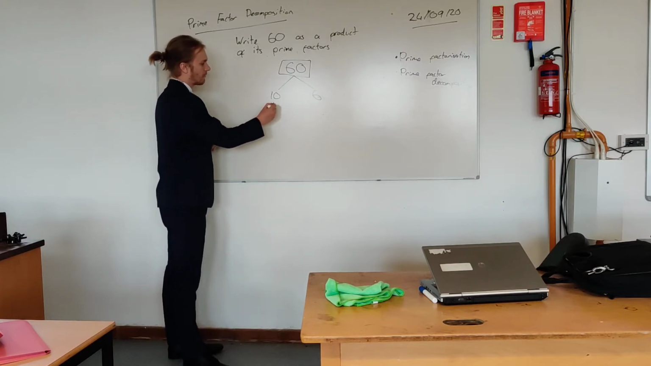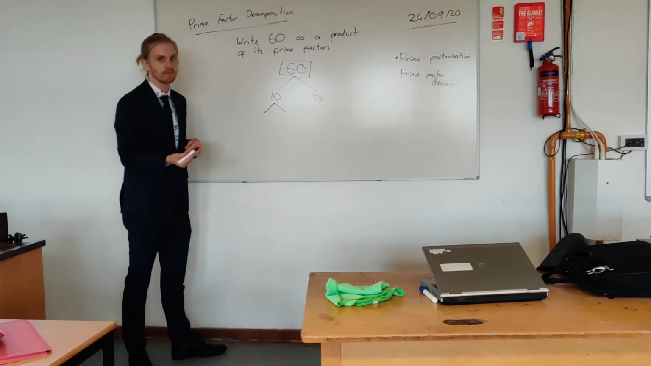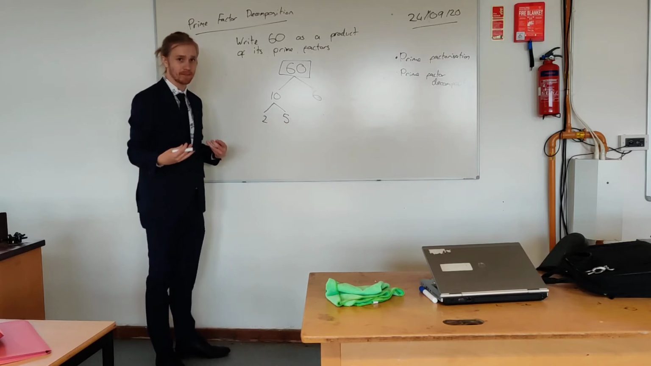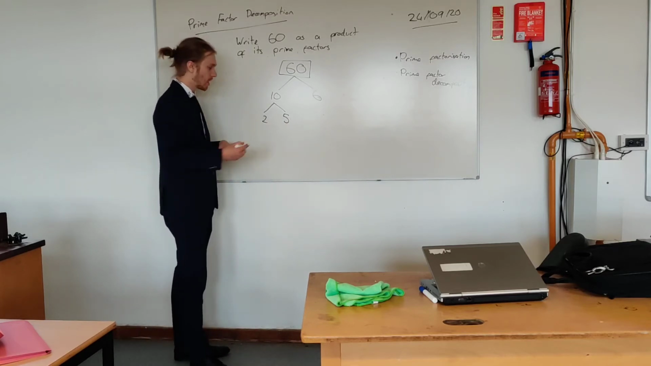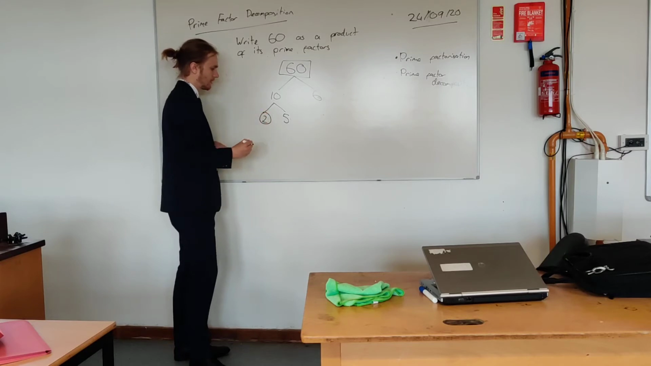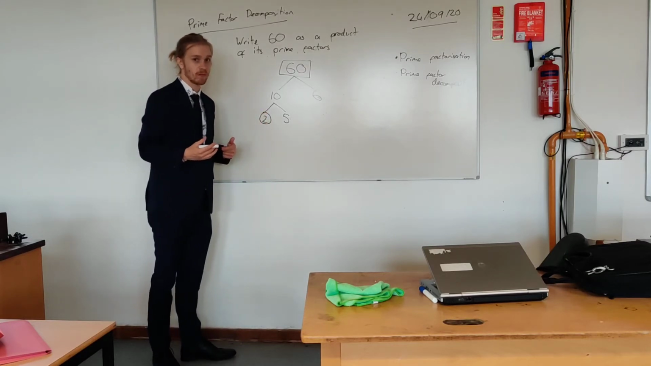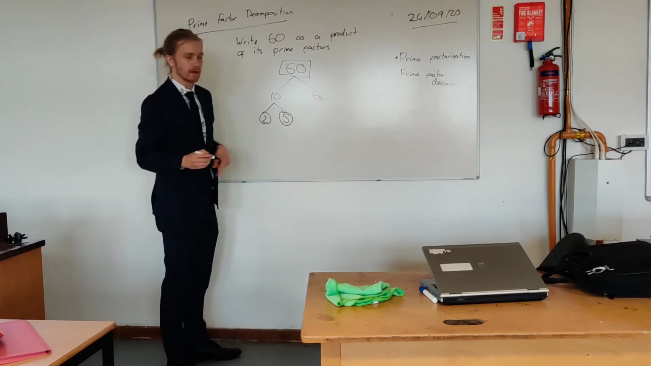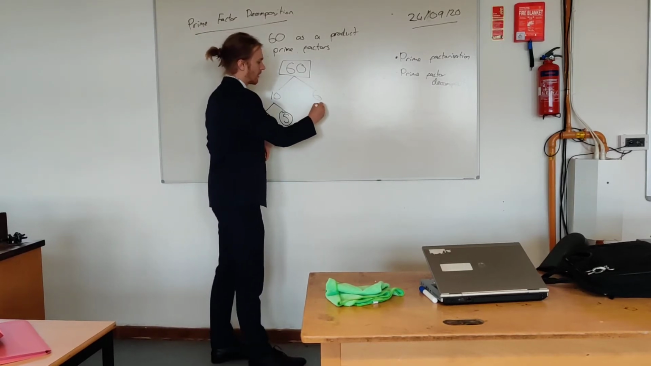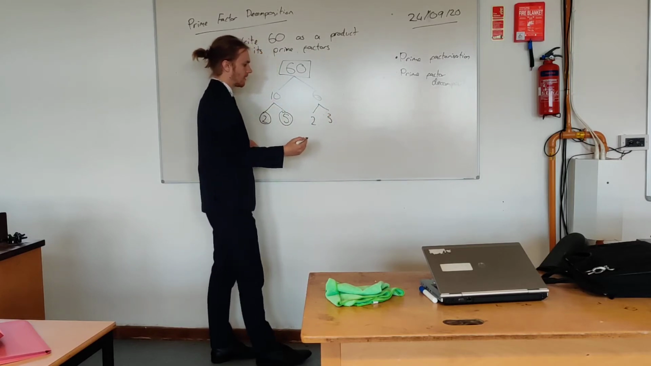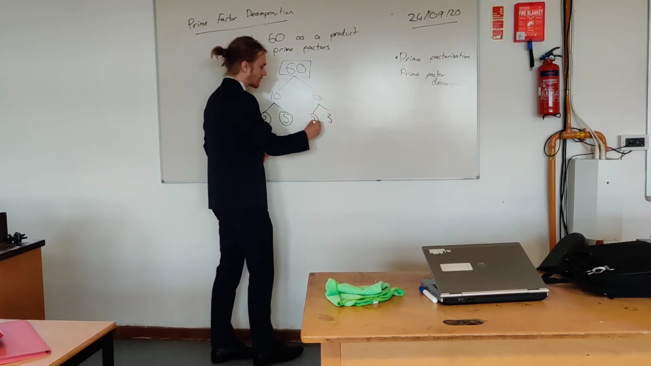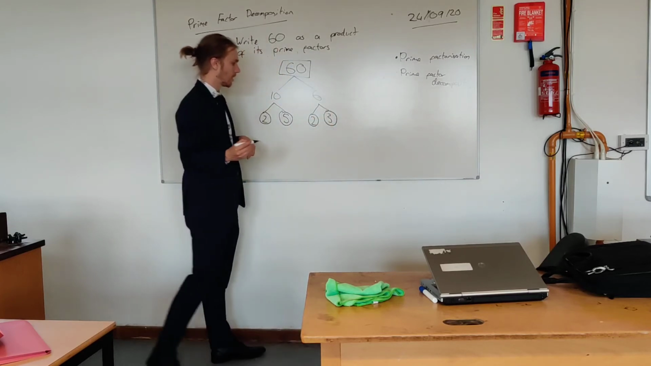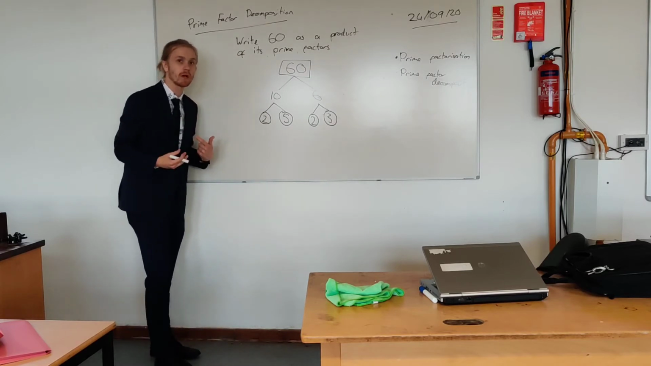So 10, I'm going to break down further, and 10 I can break down into 2 and 5. Now 2 is a prime factor, that's one of the ones I want. So to show it's one of the ones I want, I'm going to circle it. 5 is also a prime factor, so again, I'm going to circle it. Then I'm going to go to my 6, and I can break 6 down into 2 and 3. 2, again, is a prime factor, so that's great. And 3 is a prime factor as well, so I can circle those ones. So they're the ones I need. That's all the workings I need to do.